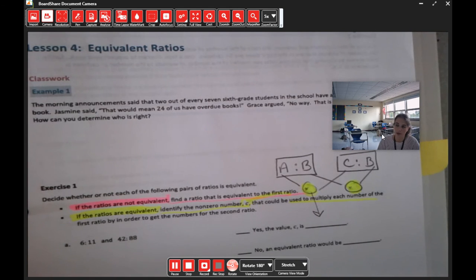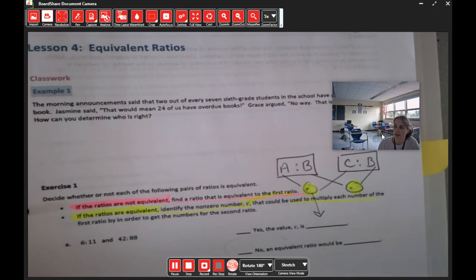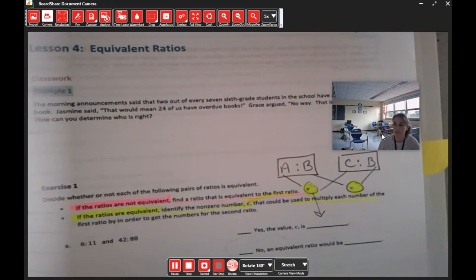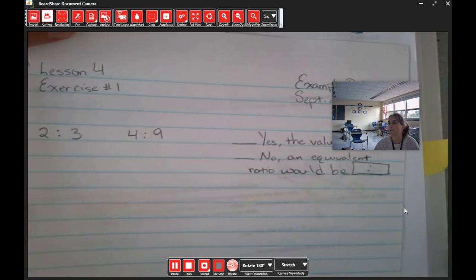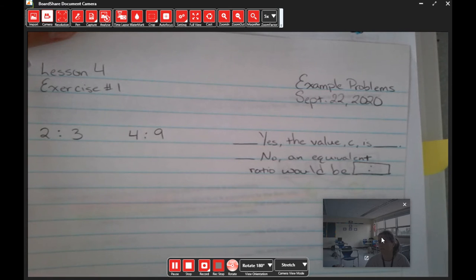If the ratios are not equivalent, then down here you would say no, they're not equivalent, and then you would tell them a ratio that is equivalent. So let's take a look at some example problems. Move this one more time so we can see clearly.